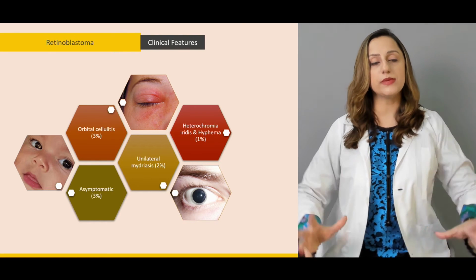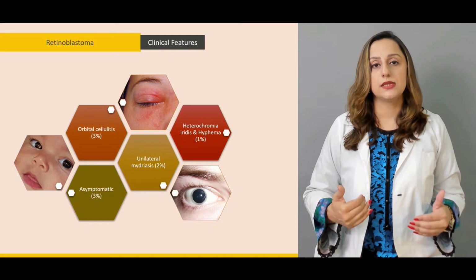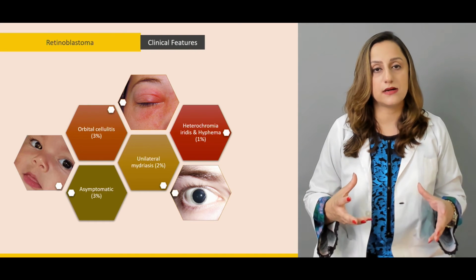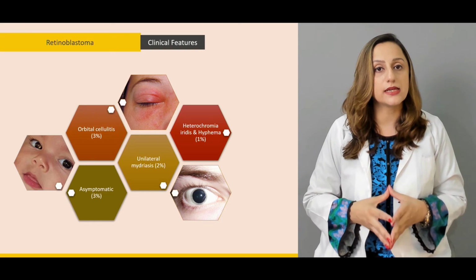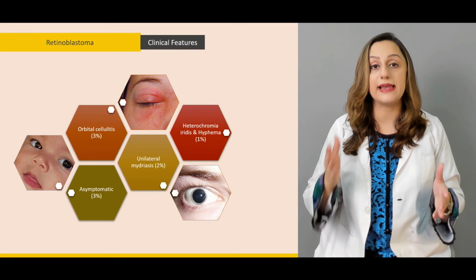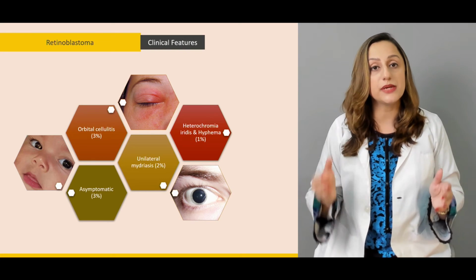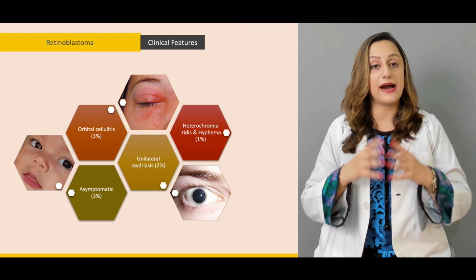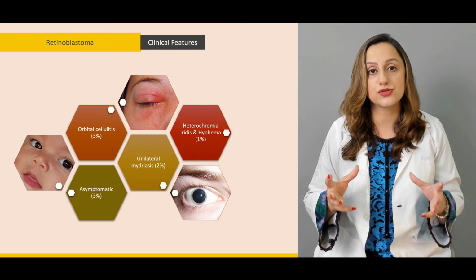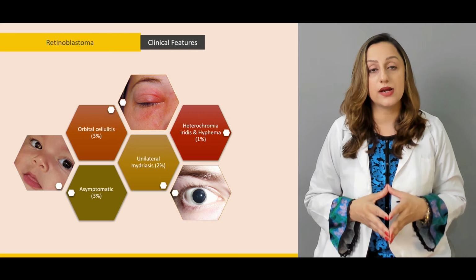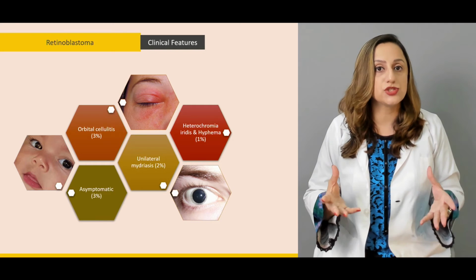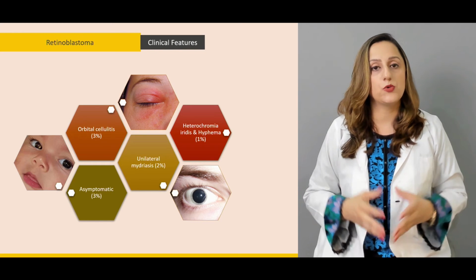Heterochromia is a condition in which the iris is different in the two eyes, so it's not bilaterally equal. So if you have patients who have eyes of different colors bilaterally, that would suggest that the patient may be suffering from retinoblastoma.